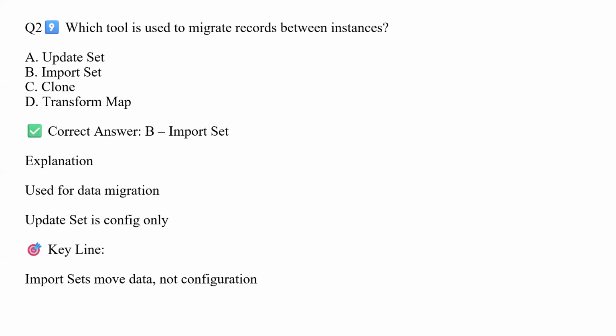But the other options: update set is wrong because an update set captures only configuration changes. Clone will copy the full instance. Transform map is a part of the import set. So the correct answer is import set. In the CSA exam, confusing answers like the transform map are given. Even though transform map belongs to import set, the correct answer is import set.